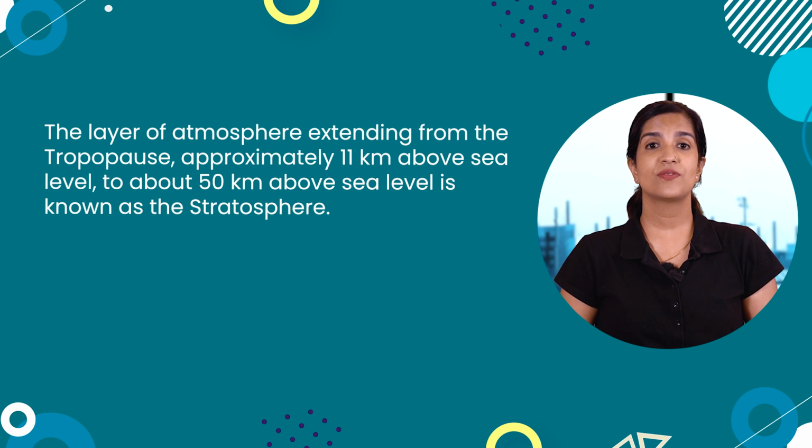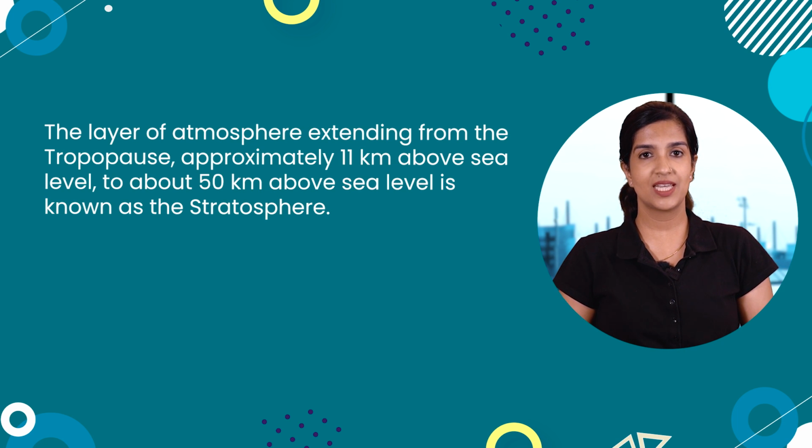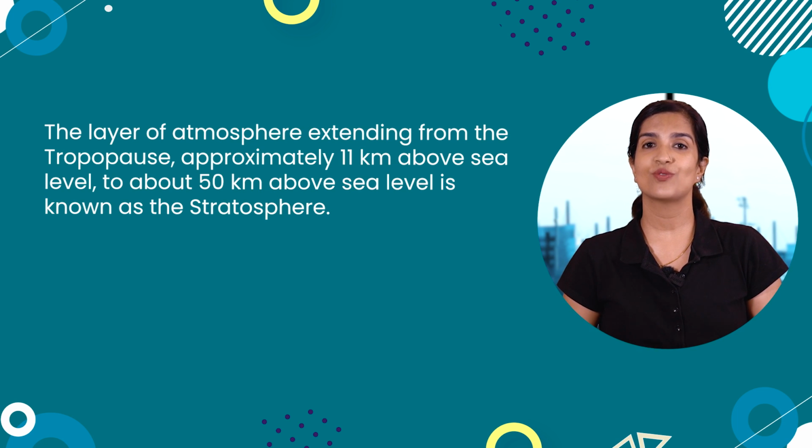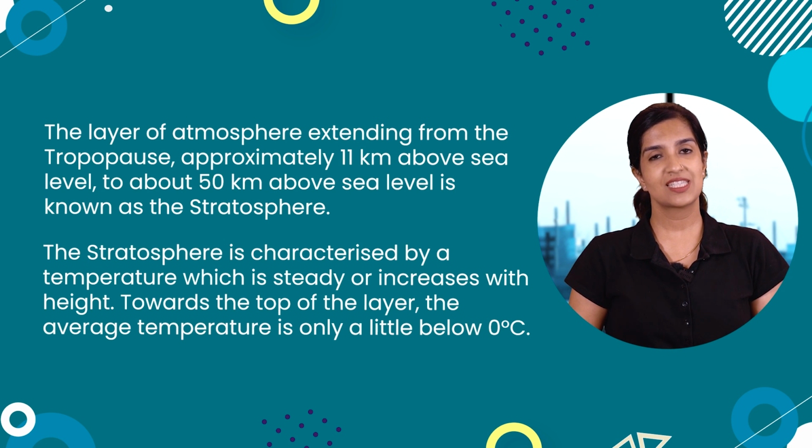The layer of the atmosphere extending from the tropopause, approximately 11 km above sea level, to 50 km above sea level is known as the stratosphere. The stratosphere is characterized by a temperature which is steady and increases with height. Towards the top of the layer, the average temperature is only a little below 0 degrees Celsius.